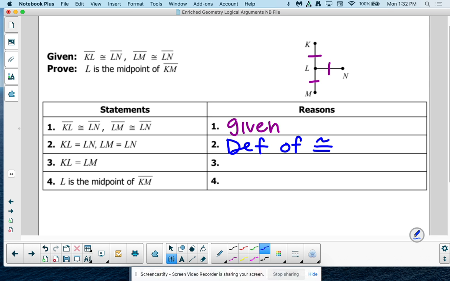Yep. Okay, good. Is the last one symmetric? No. Last one is, I knew that. What did you guys put for 3? Substitution or transitive. What about substitution? Did anyone know for 4? Look at the word. What word does it want you to use? Midpoint. So definition of a midpoint.